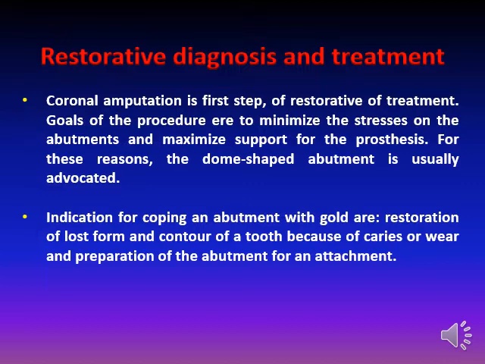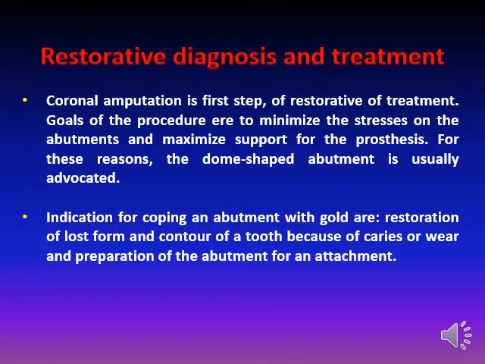Restorative diagnosis and treatment. Coronal amputation is the first step of restorative treatment. Goals of the procedures are to minimize the stress on the abutment and maximize support for the prosthesis. For this reason, the dome-shaped abutment is usually advocated. Teeth with class 2 degree of movement can be used, and the movement will be reduced by reduction of the crown.